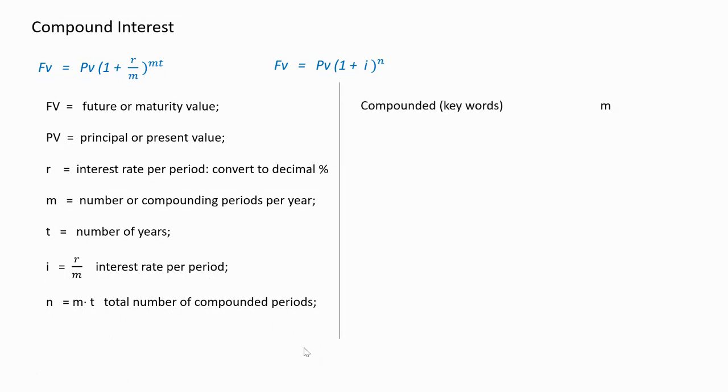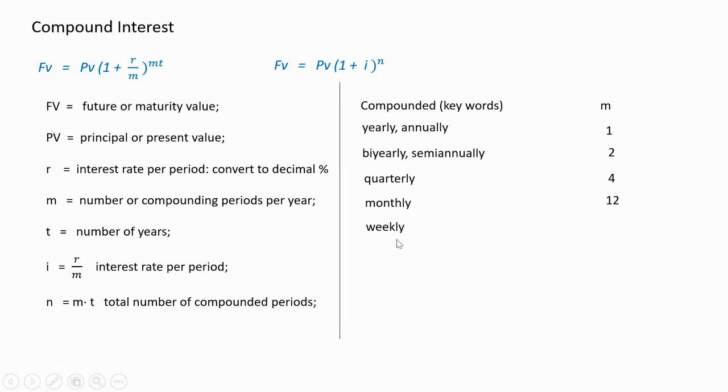So here we go. These are the compounding keywords. The words are going to be on the left, and the M is what the word means. These are going to be in the word problem. For example, yearly or annually means 1. So if it says compounded yearly or annually, M is equal to 1. If the problem states bi-yearly or semi-annually, then M is equal to 2. Quarterly, M is equal to 4. Monthly is going to be 12, because there are 12 months in a year.